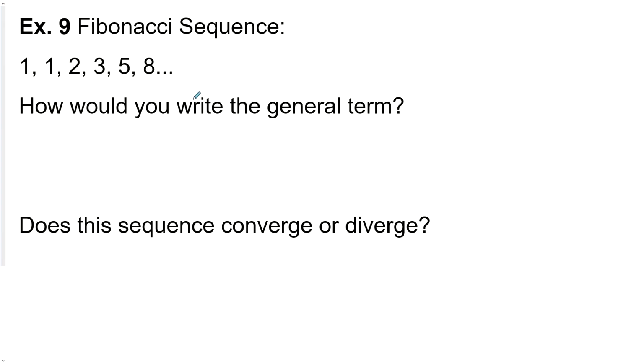What about the Fibonacci sequence? How would you write the general term? So we've got term 1 equals 1, and term 2 equals 1, and term 3 equals 2. We're actually going to use that in our general term. So Tn is equal to the previous term plus the term before that.